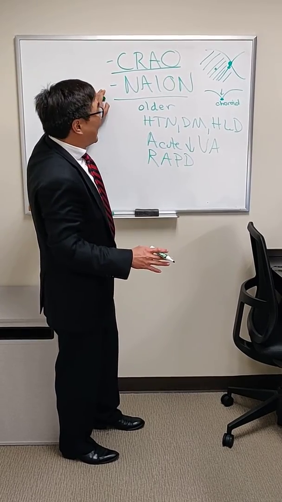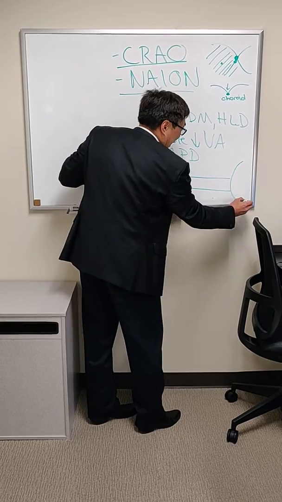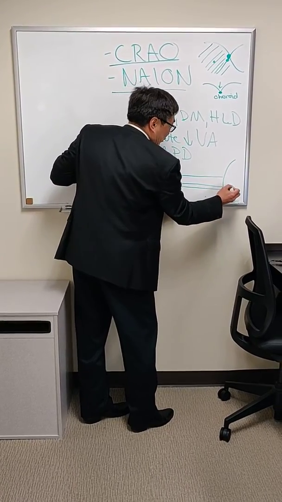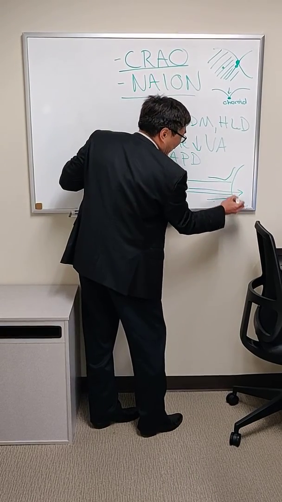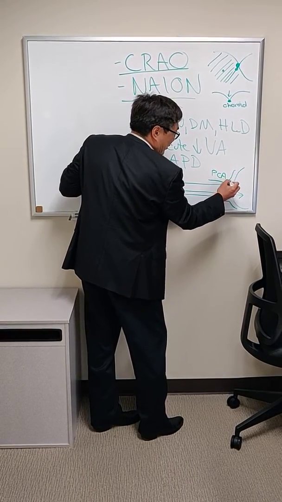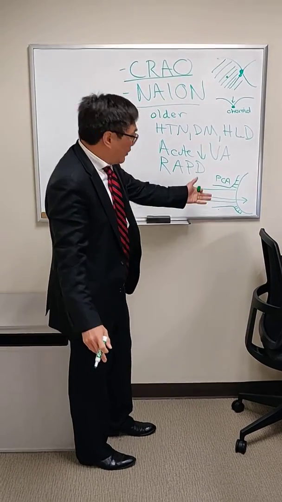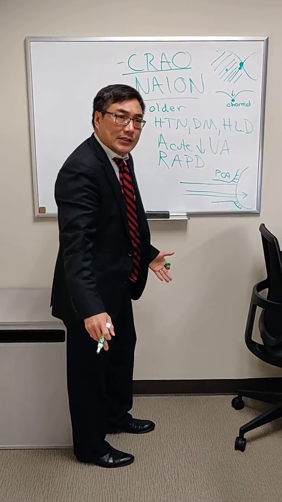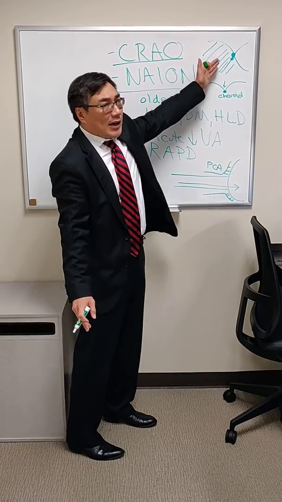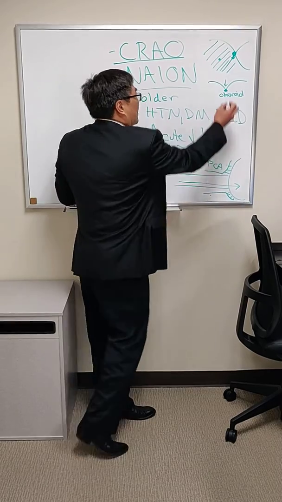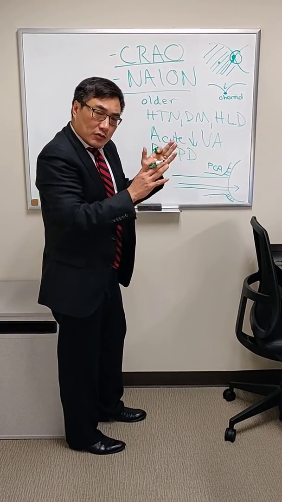In contrast, NAION is not embolic. The central retinal artery goes to the retina, but the optic nerve is supplied by the smaller vessels, which are the posterior ciliary arteries. And there are many posterior ciliary arteries, so it's hard to make it an embolic disease. So as opposed to CRAO, NAION is not characterized by a cherry red spot. It's characterized by a swollen optic nerve, either a sector or diffuse swollen optic nerve.